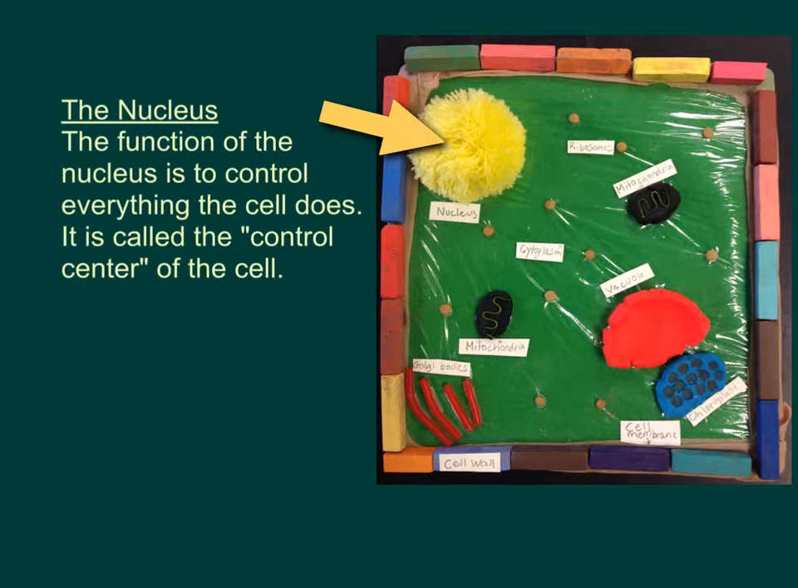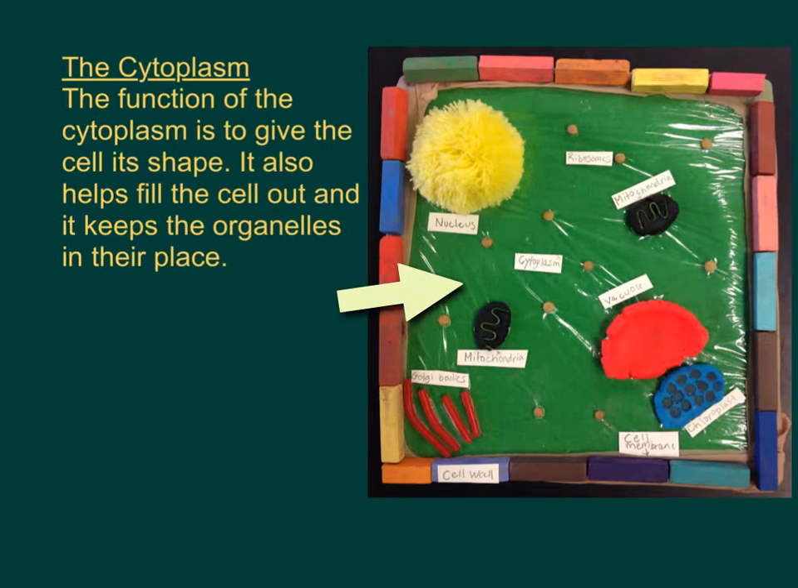The nucleus. The function of the nucleus is to control everything the cell does. It is called the control center of the cell. The cytoplasm. The function of the cytoplasm is to give the cell its shape. It also helps fill the cell out and keep its organelles in their place.